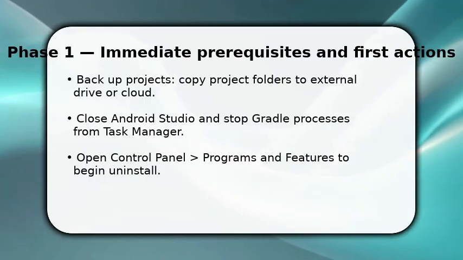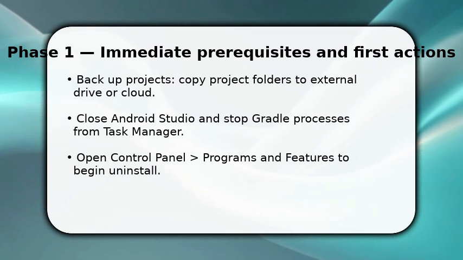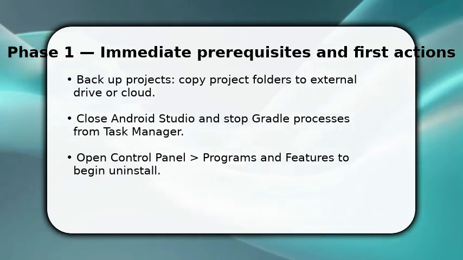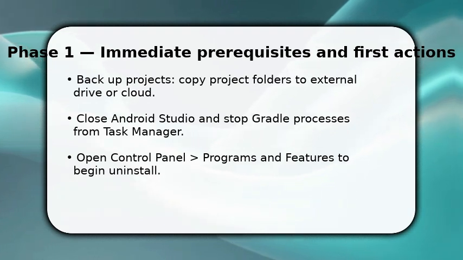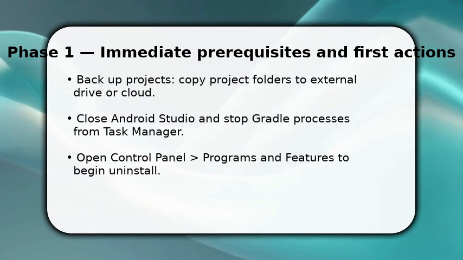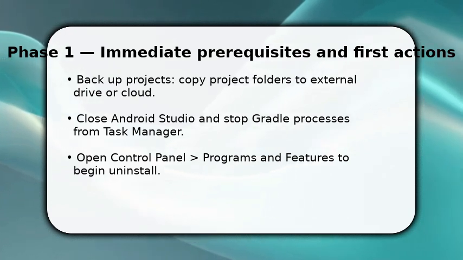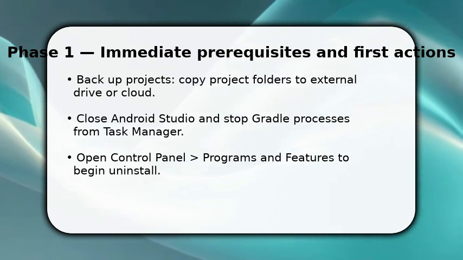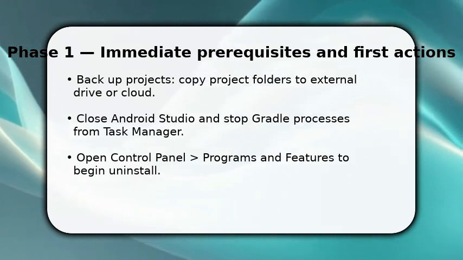You begin by saving your work. Copy project folders to a safe location so nothing is lost. Once done, close Android Studio and open Task Manager to kill any lingering Gradle or emulator processes. This prevents file locks. Then make sure to open Control Panel and navigate to Programs and Features. That is where you start the removal of Android Studio.